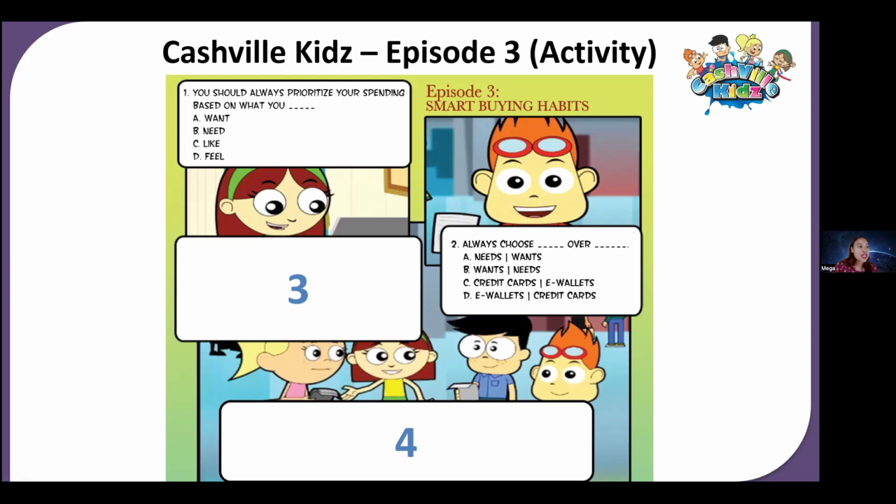Okay, the second question is always choose what over what? Always choose needs over wants, always choose wants over needs, always choose credit cards over e-wallets, or always choose e-wallets over credit cards. Is it A, B, C, or D? Anyone would like to try?